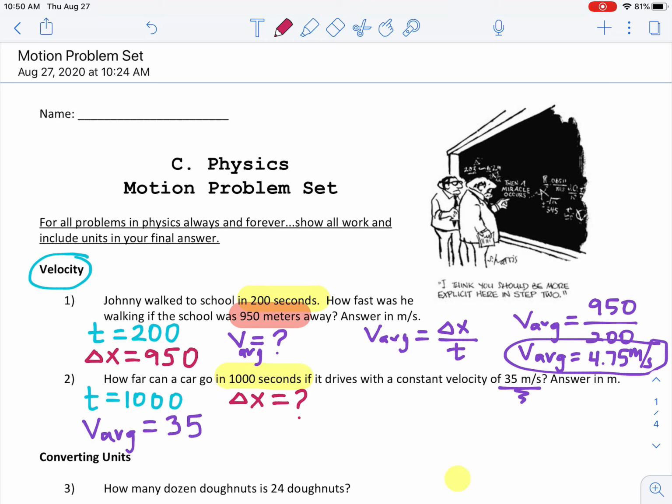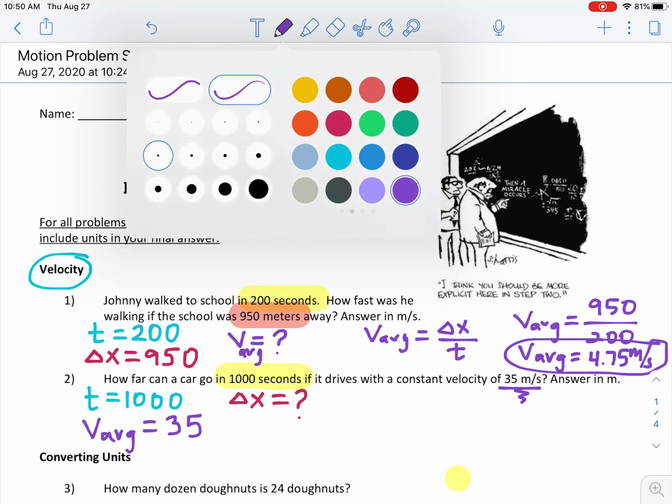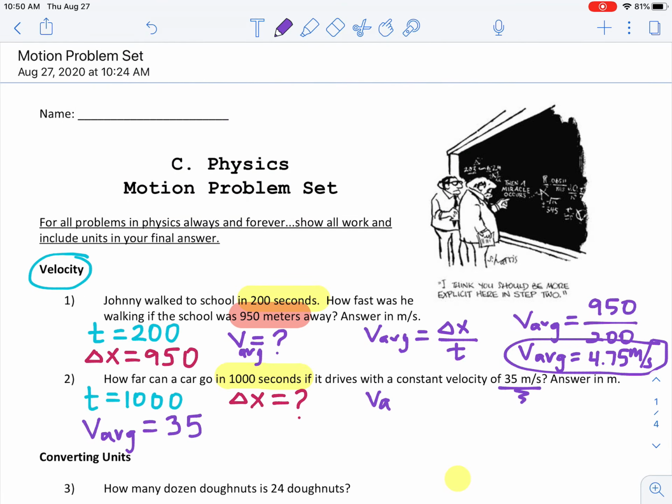Now we have the same three variables, so the same formula as we used previously. Even though it feels a little tedious right now, just write out that formula with the letters or the variables so you don't get them mixed up. Look, I even wrote the wrong one. Then we can plug in our numbers. So 35 is our V going over there. Triangle X is what we're solving for, that distance or displacement in this case. And then time is 1,000.